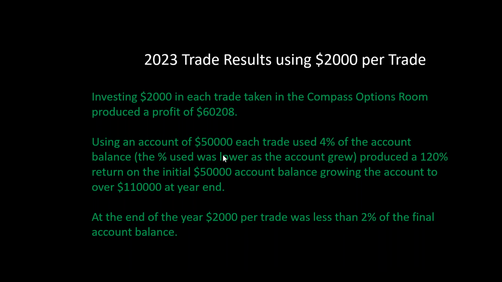But of course, the percentage used kept falling because as the account grew, you would have a bigger account, so that percentage would be lower. Produced a 120% return on the initial $50,000 account balance, growing to $110,000 at the end of the year. And at the end of the year, a $2,000 trade was now less than 2% of your final account balance. In other words, if you use $2,000 with a $50,000 account, it's going to be 4%. If you're using $2,000 and your account's $100,000 or more, it's only 2%. So that just kind of gives you an overview of what we did in 2023.